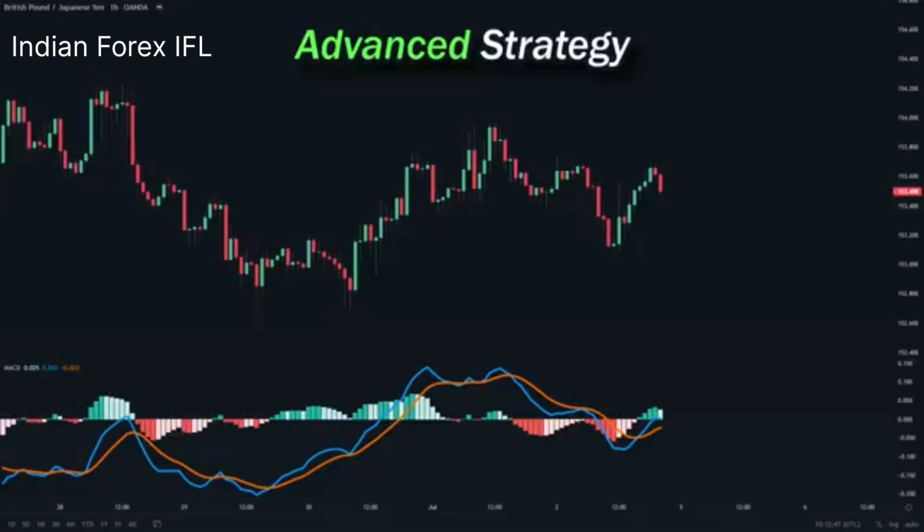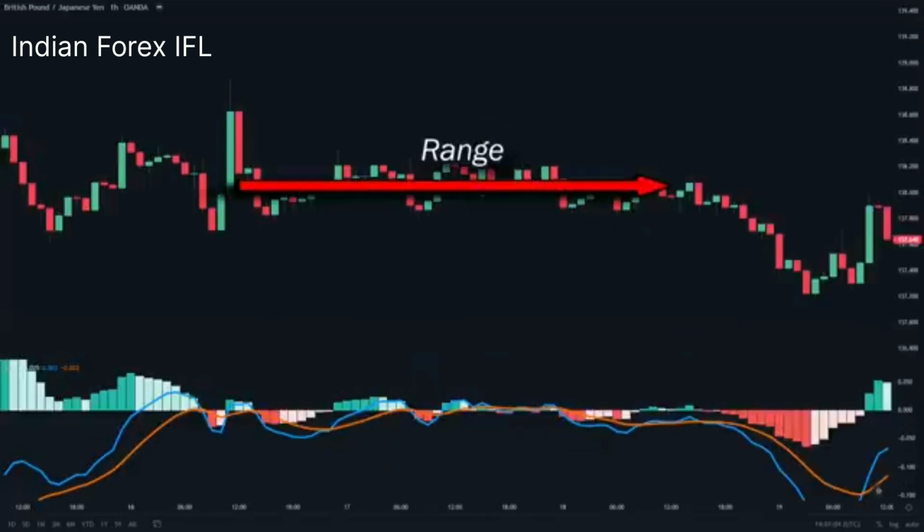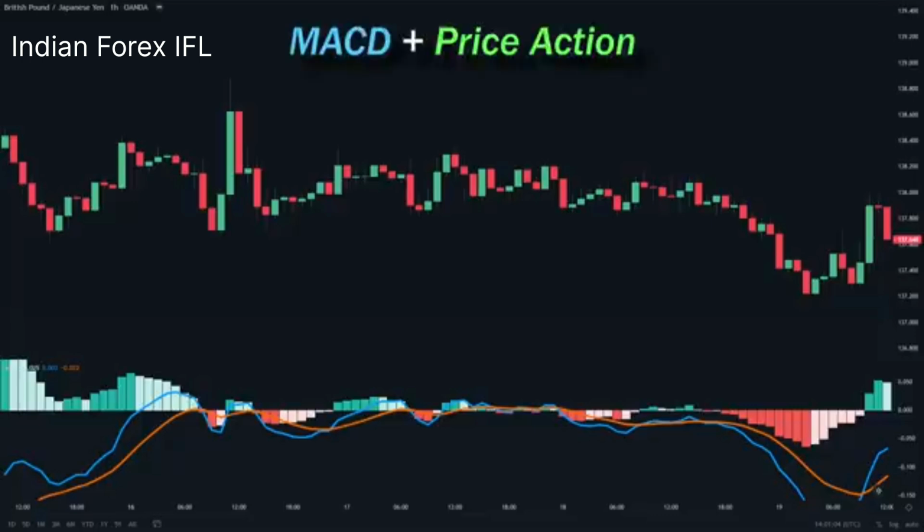Now, for advanced traders, if you want to get more profits using the MACD, you cannot simply rely on beginner crossover techniques. Because remember, crossovers tend to work only on trending markets. If the market is on a range like this, the indicator will give you many false signals. So that is why if you want to increase the win rate, I recommend using a more advanced version of the strategy, which is by combining the MACD with price action. So here's how the strategy works.